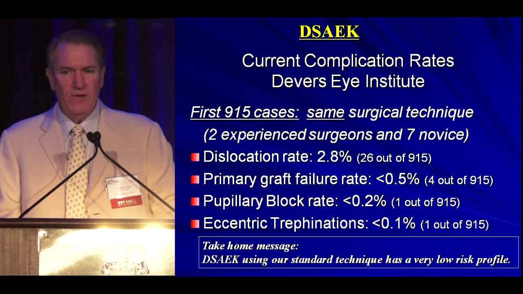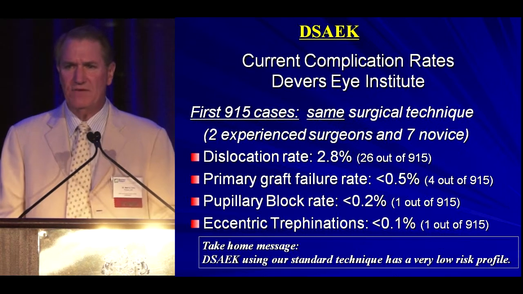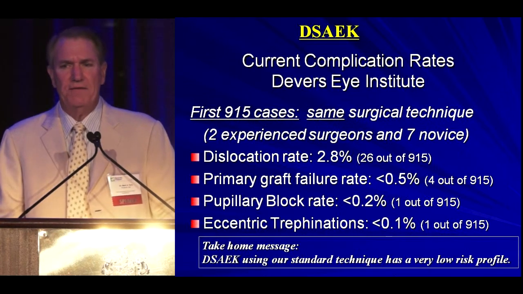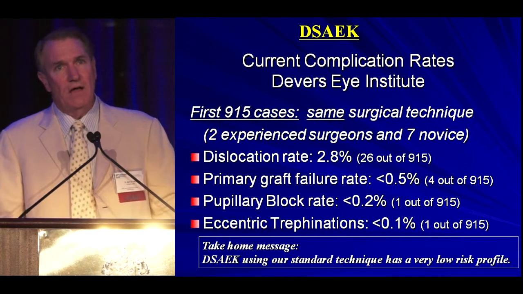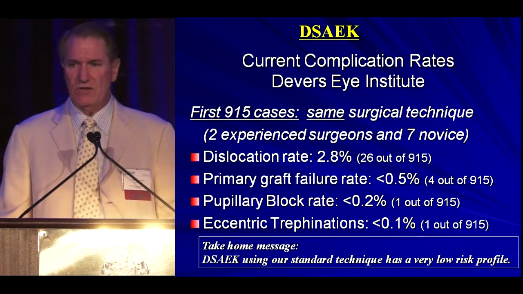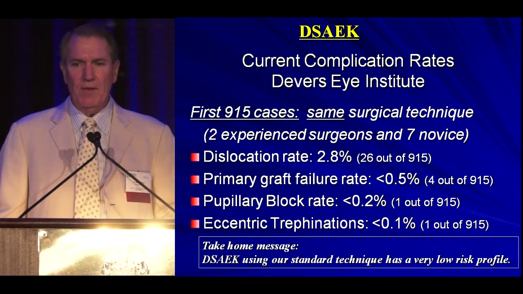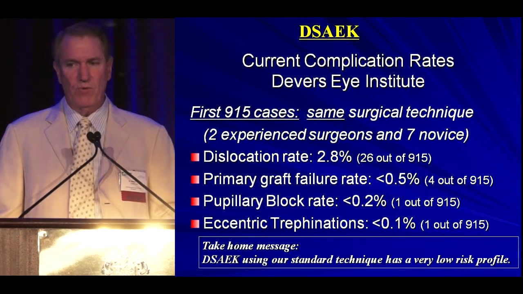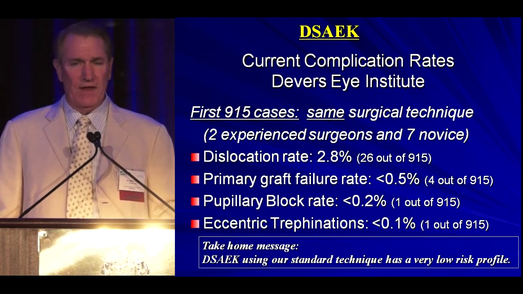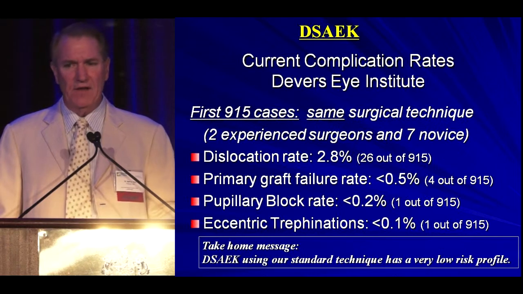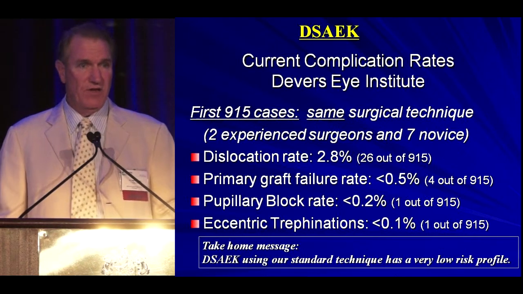The complication rate, when we looked at our first 915 cases, we've done over 1,600 cases now of DeSake, by 2 experienced surgeons and 7 novice surgeons doing the cases start to finish, those were corneal fellows, our dislocation rate was 2.8%. Our primary graft failure rate was less than 0.5%, and our pupillary block rate was only 1 out of all that, and I'll give you a tip on how to avoid that. And the eccentric trephinations was also only 1 out of 915 cases, and that's because we didn't use the microscope to do the trephination.